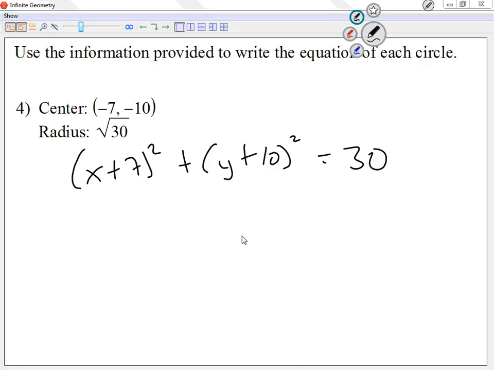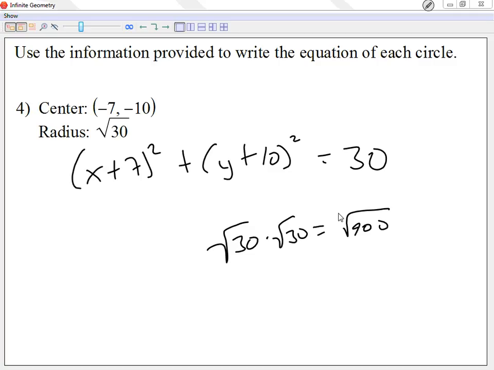Because for that, if we think of it, square root of 30 times square root of 30 gives me square root of 900. 30 times 30. But then you think of 900, two numbers that multiply to 900, I got there by multiplying 30 times 30. So the square root of 900 is 30.